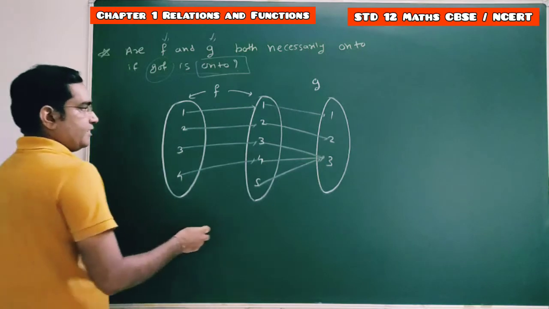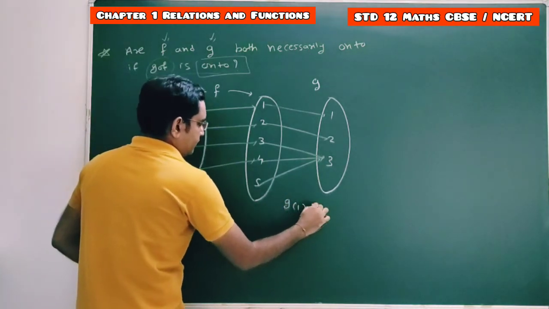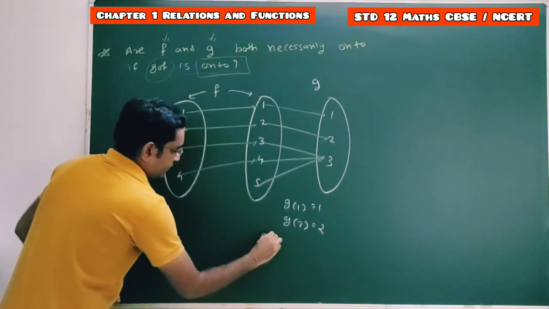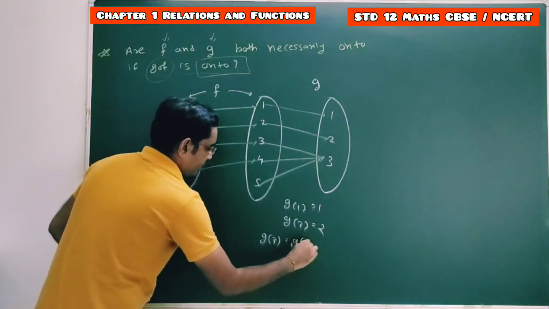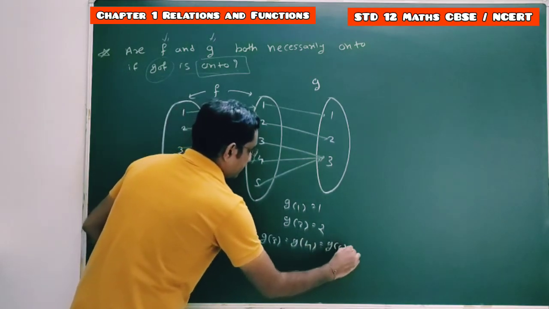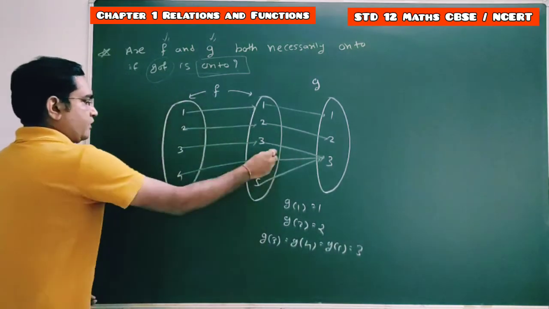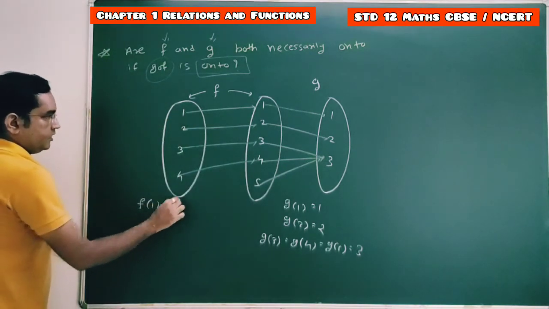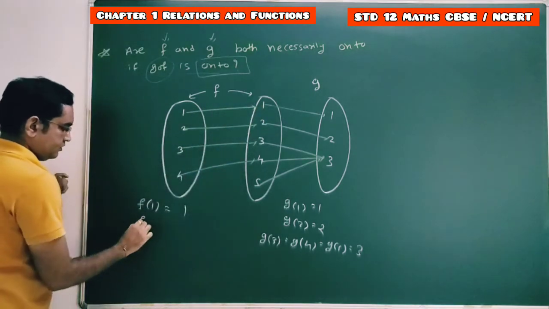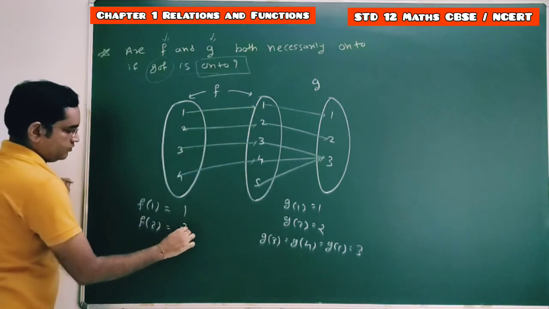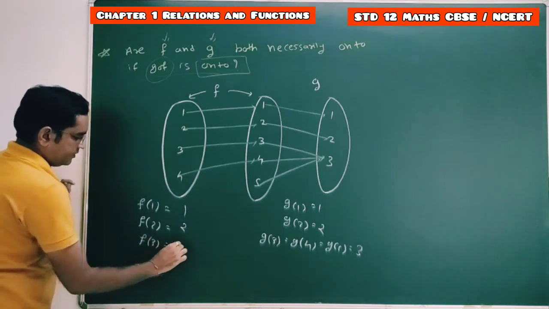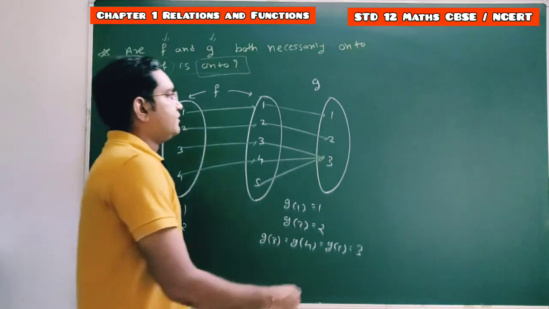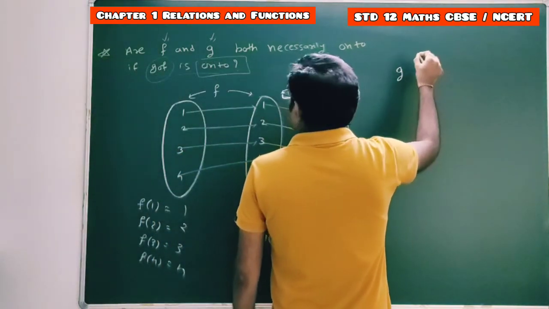So here g is defined as g of 1 is 1, g of 2 is 2 and g of 3 equal to g of 4 equal to g of 5 is equal to 3. So it's a many to one function. Now function f is a 1-1 function. So here f of 1 is 1, f of 2 is 2, f of 3 is 3, f of 4 is 4. We have to check for the composite function gof.